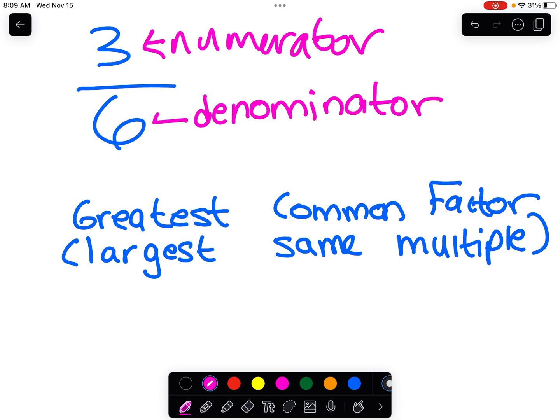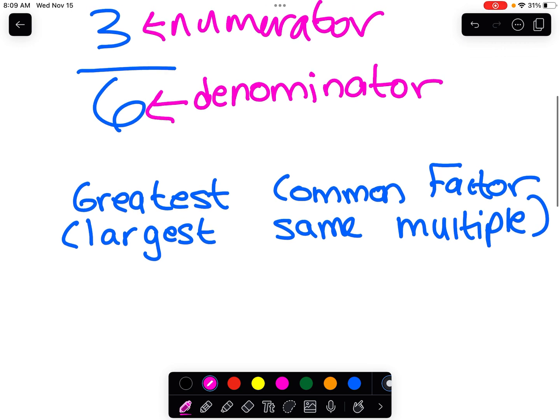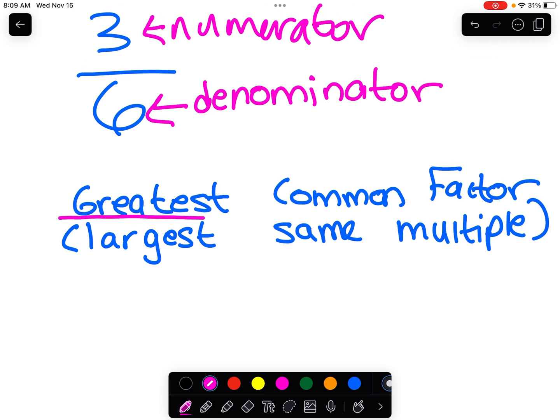And we are going to find what's often termed the greatest common factor. Another way to say it is highest common factor. Sometimes this terminology trips kids up, so one other way to think about it is the largest same, because same and common have the same meaning, the largest same multiple.